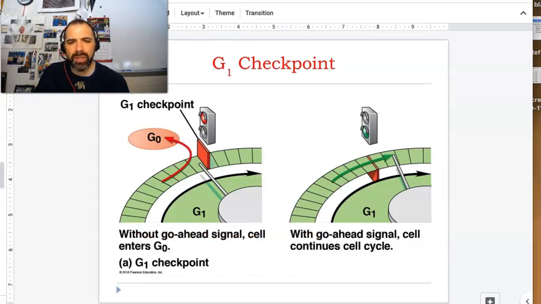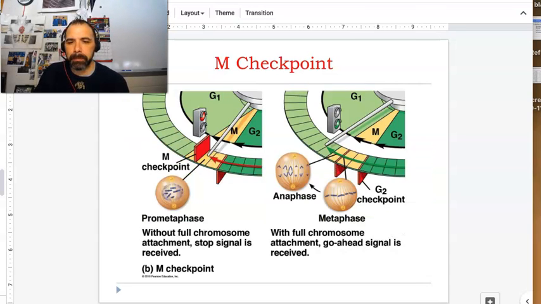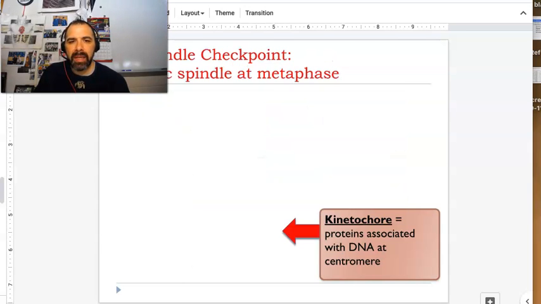Here's your G1 checkpoint. Without a go-ahead signal, the cell enters G0. With a go-ahead signal, it continues the cell cycle. Here's your M, prophase and metaphase. It'll allow it to go through mitosis. And then, oh, my image didn't show up. But during the M spindle checkpoint, basically the kinetochore is a protein associated with DNA at the centromere, and my image didn't show up. So we'll try to get that fixed during class.